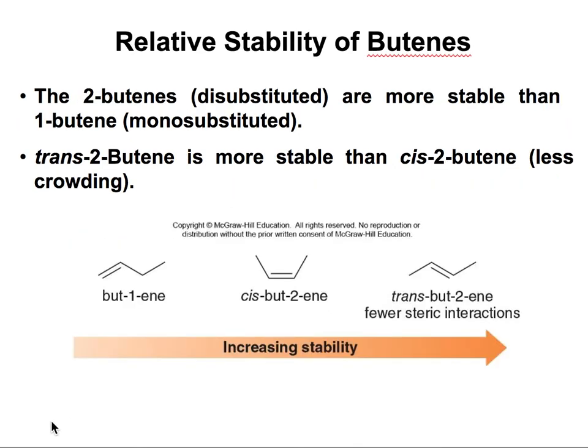And so this is the general stability trend. The more substituted your alkene is, the more stable it will be. So here we have a monosubstituted versus a disubstituted alkene. So the more substituted your alkene, the more stable it will be. And between the cis and the trans, the trans is going to be more stable, because remember that those two H's are far apart, and in here those two H's are way too close in proximity.